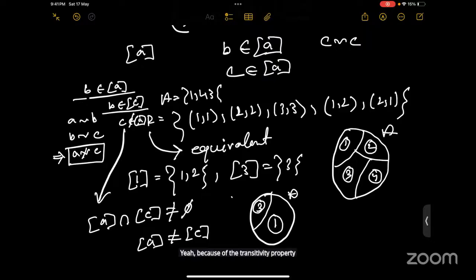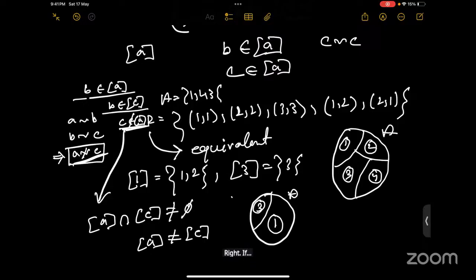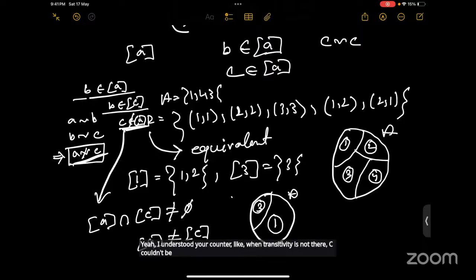But if the transitivity condition were not there, then C would not be in the equivalence class of A. Right? Correct. If C is in the equivalence class of A, then A has to be related with C, right? Yeah, I understood a counter: when transitivity is not there, we cannot compare C with A and all that. Yes.